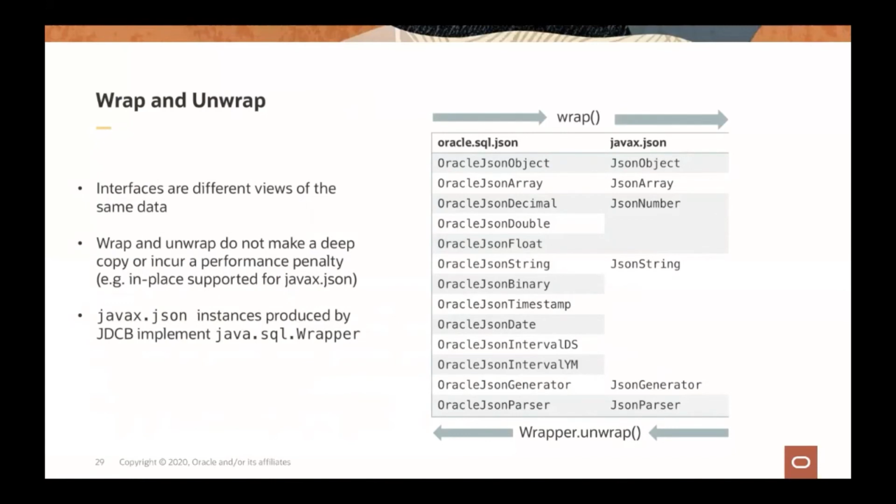So for example, if you get back a JavaX JSON object, this still supports the in-place reads and things like that. And so the way this works is all the Oracle SQL JSON interfaces have a method called wrap, and this was documented in our Javadocs, that can be used to move to the corresponding JavaX JSON interface if you need to. And then all the JavaX JSON instances that we implement, that you get from us, they can be cast to a wrapper, and they can be unwrapped to get to the Oracle SQL version. And so you can map back and forth without actually copying any data.